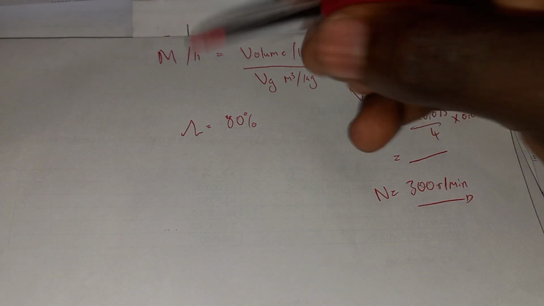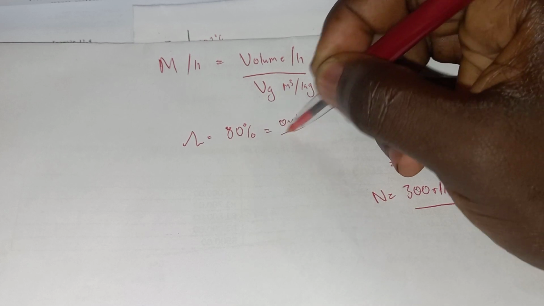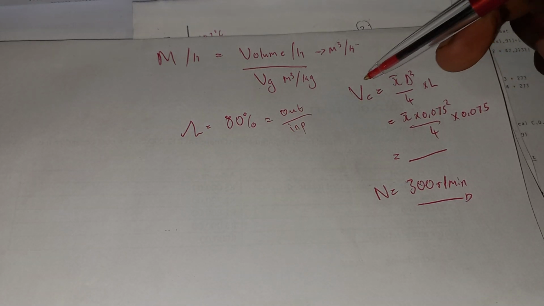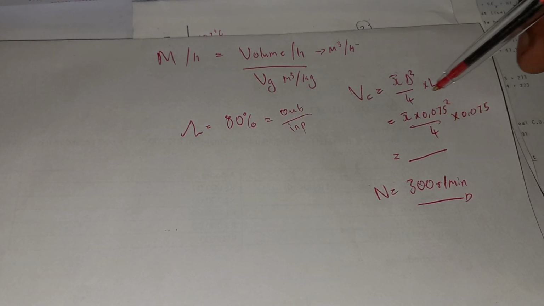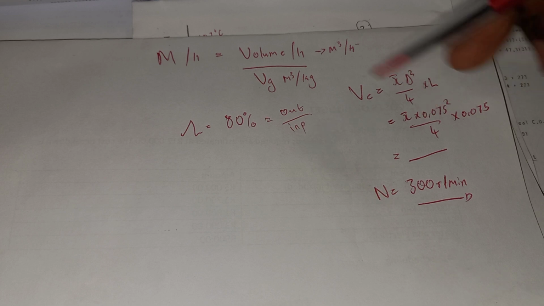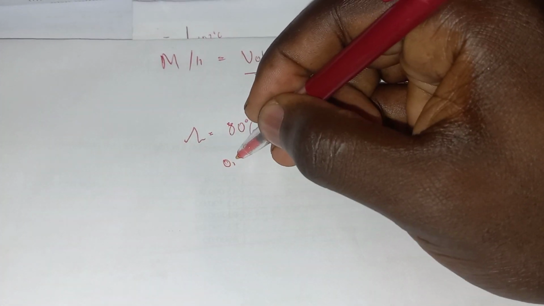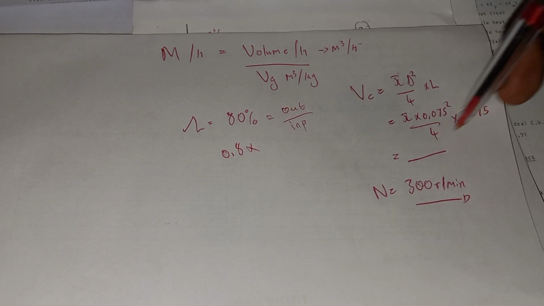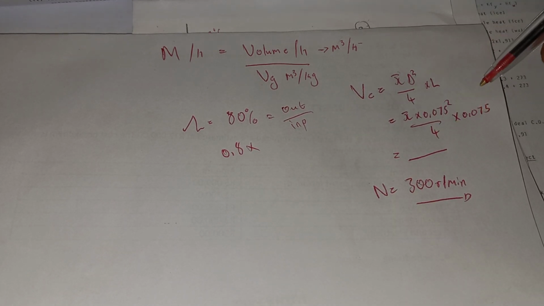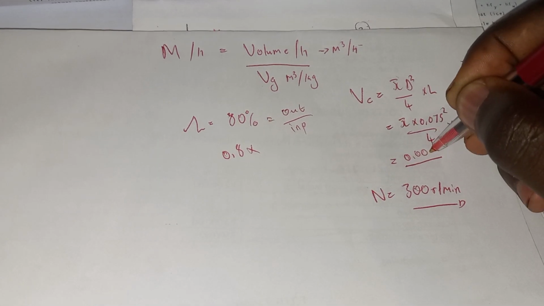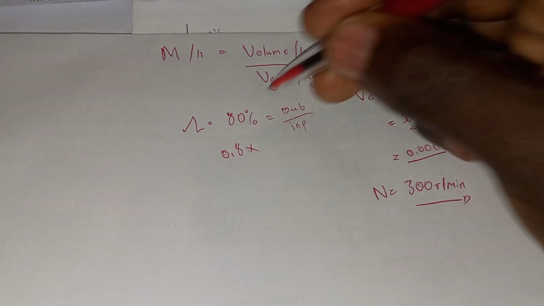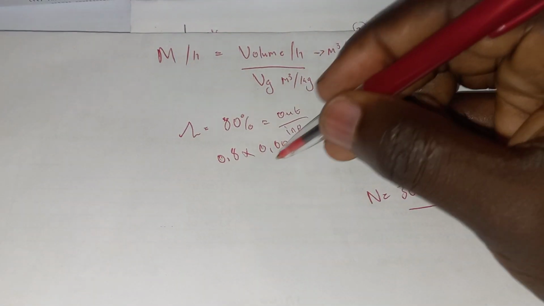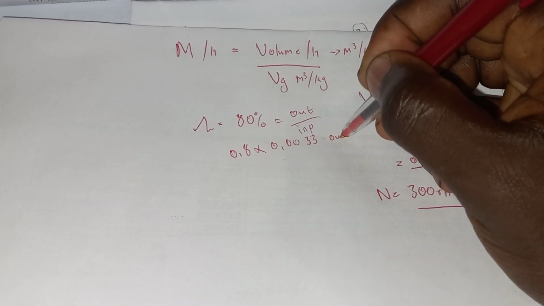Then we know that efficiency is always the output over the input. So this one is the input because it's coming from the compressor, and it's coming from the diameter of the compressor. And then to get the output is going to be 0.8 of your volumetric efficiency multiplied by the answer of this one, which is equal to 0.00033, and you're going to multiply it with 0.8, and from there you get the output volume.